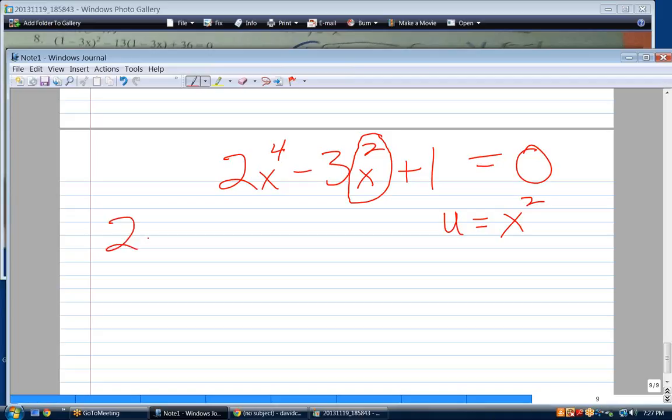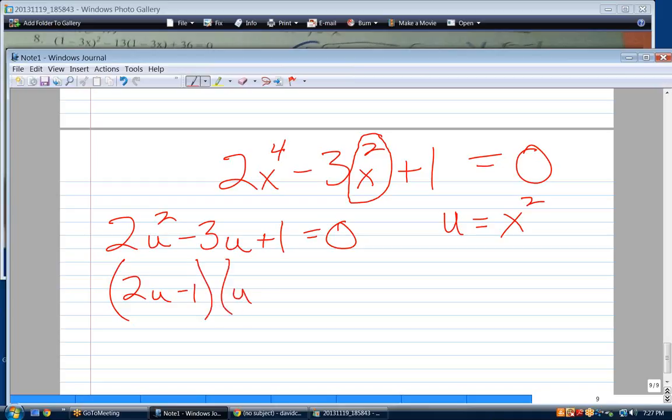2x or 2u squared minus 3u plus 1. And does that factor nicely? No, I believe not. Yeah, it should. 2u minus 1 times u minus 1. Oh, wait, yeah, it does. Yes, it does. Sorry. Okay, that's all right.